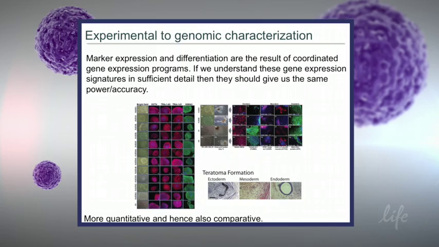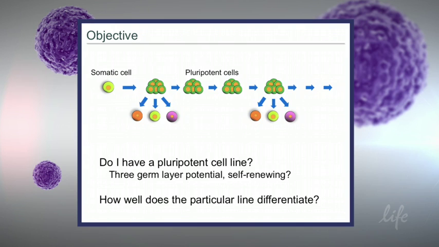And so this, in fact, going again from this experimental to a more genomic view, should again fulfill this criteria of being more quantitative and also therefore being more comparative between different groups. All right, and just to give you a couple of examples for why we also think about this second point, the actual ability and the efficiency to differentiate.